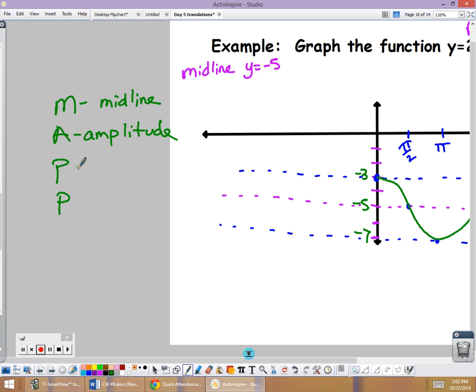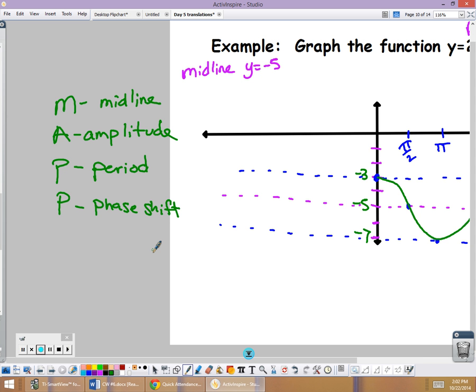You need to find your period and your phase shift. And once you've found all of that, you are ready to graph. Now you need to consider, is it sine, is it cosine? Am I starting high, starting on the midline, or starting low?